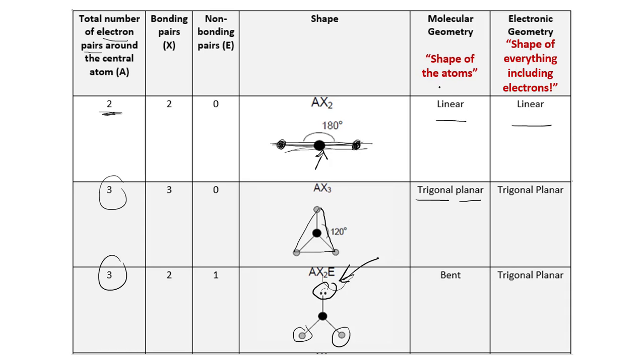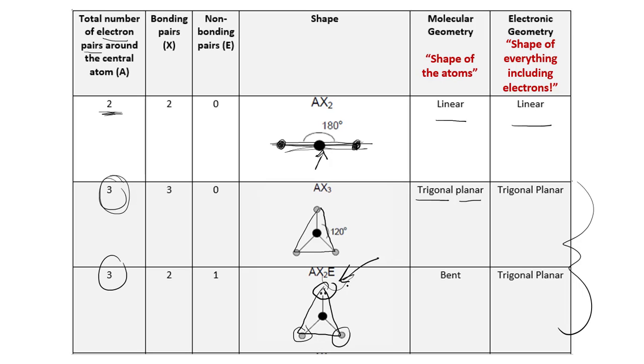This is the first one whose molecular geometry is different than our electronic geometry. So for the electronic geometry, we're looking at the shape of everything, including electrons. So that forms a triangle. And so everything that has three things around the central atom is going to have that same electronic geometry.